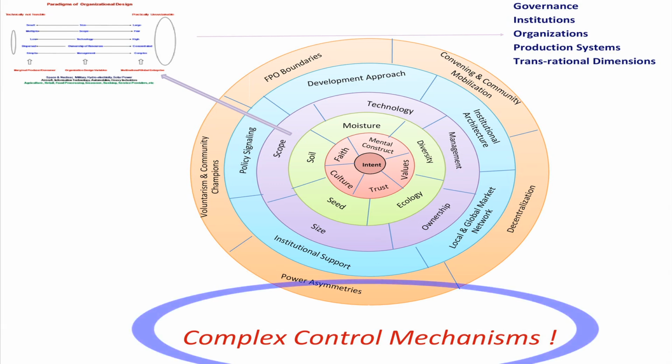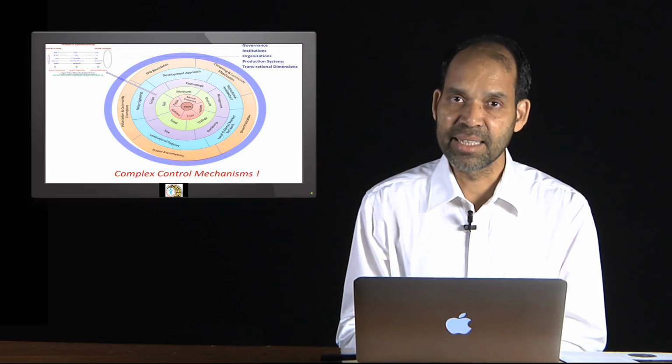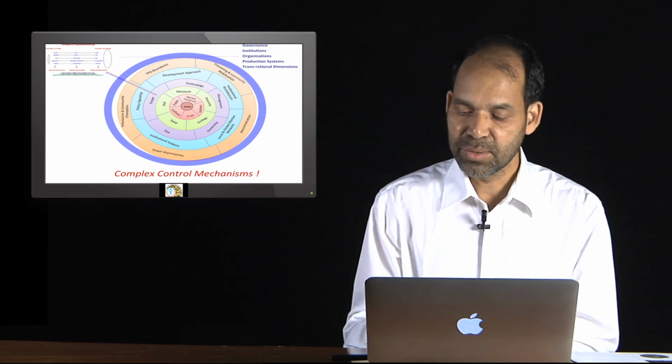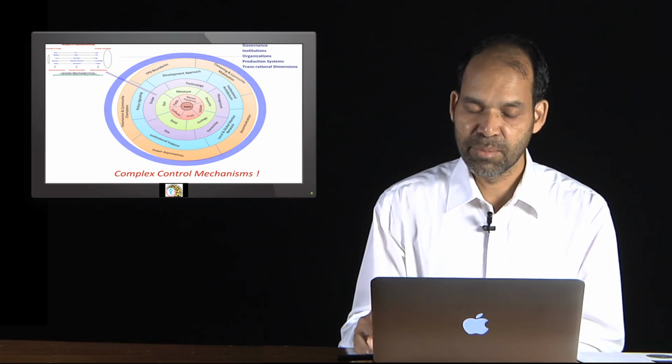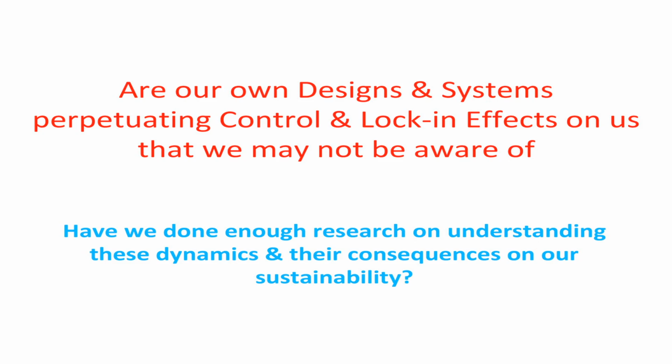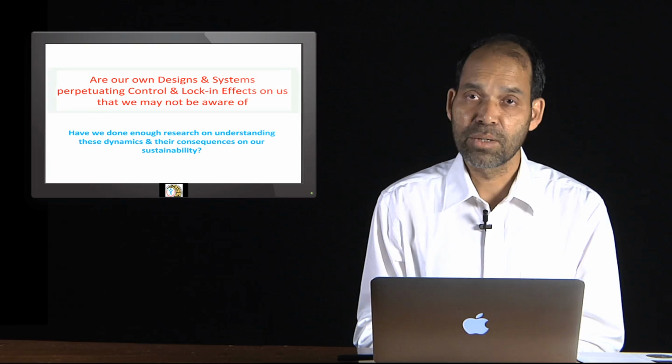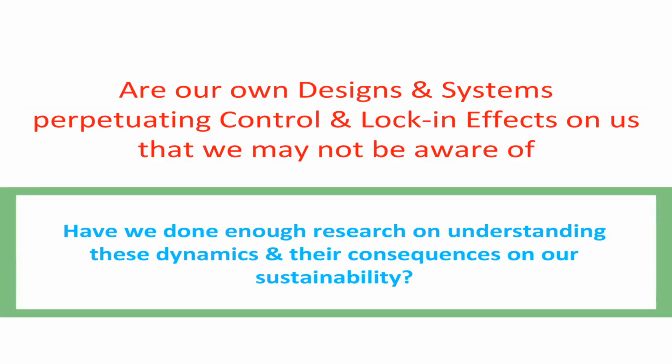So, complex control mechanisms actually come into play, and what determines the outcome is the nature of intent that drives each of these dimensions and variables, leading us to a situation where we possibly become more unsustainable. Therefore, the question that we need to ask is: are our own designs and systems perpetuating control and lock-in effects on us that we may not be aware of? And have we done enough research on understanding these dynamics and the consequences on our sustainability?